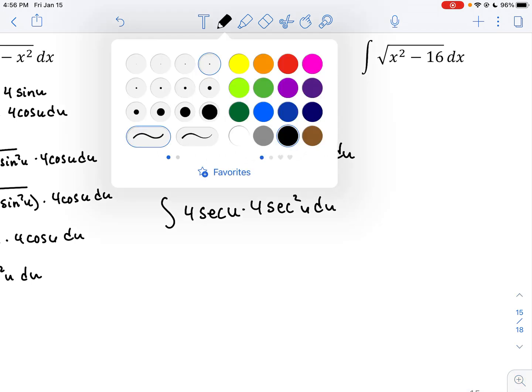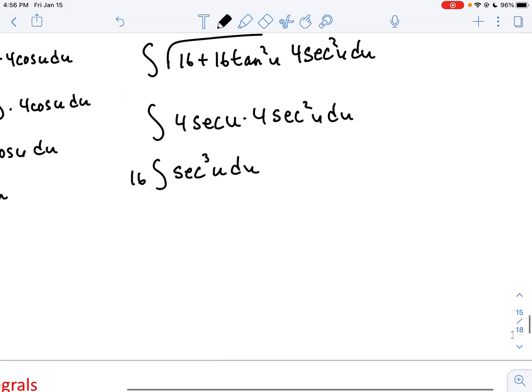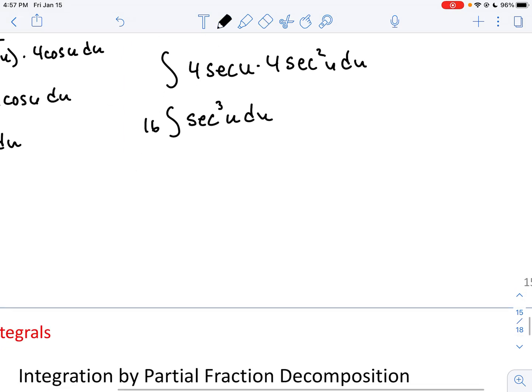This sets us up for an integral of secant cubed, which is actually a complicated integral to do. This will be 16 times secant cubed of u. To integrate secant cubed of u requires several techniques to get an answer. I'm not going to review those techniques now. Feel free to look it up. I do have the antiderivative of secant cubed memorized.